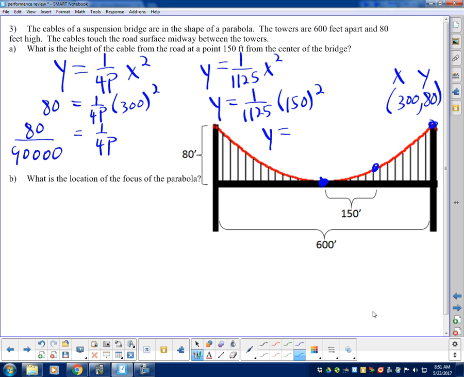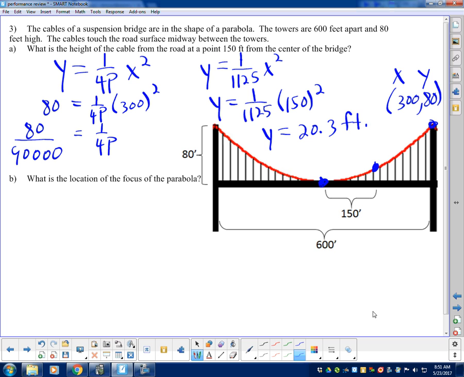You could leave it as 80 over 90,000 if you want. It doesn't matter, but that's kind of nice. 1 over 1125, a little cleaner. So you plug this in. What do you guys get on this for the height we are up on the cable? 20.3 feet.